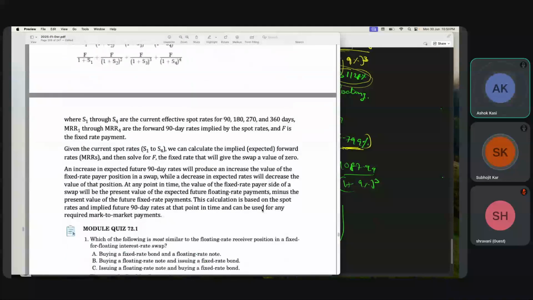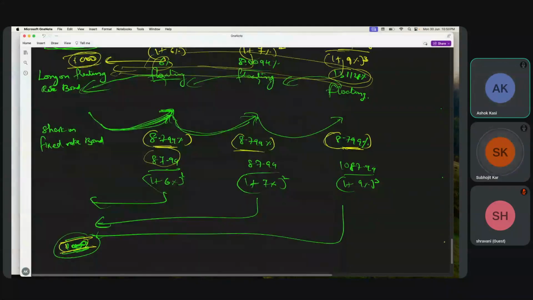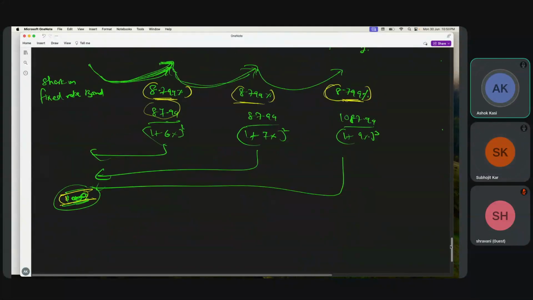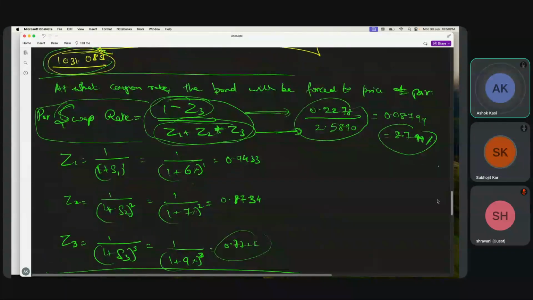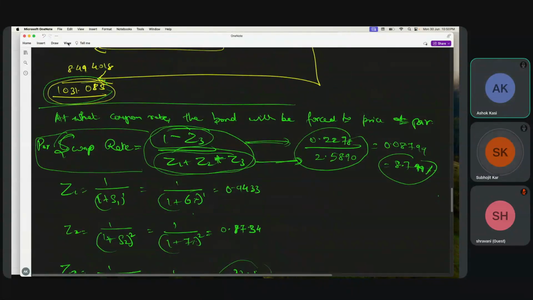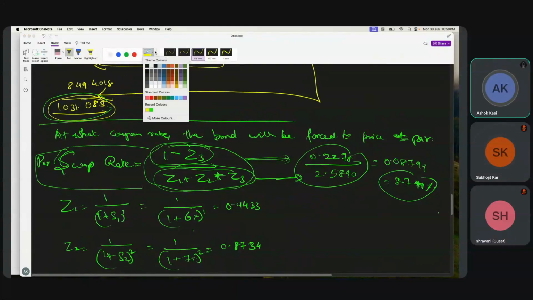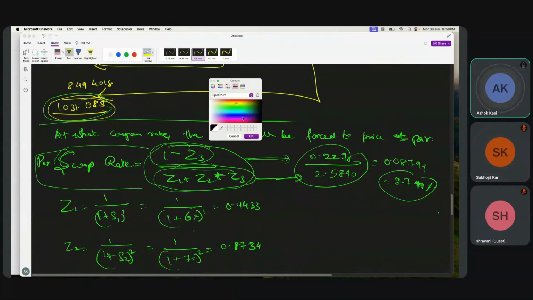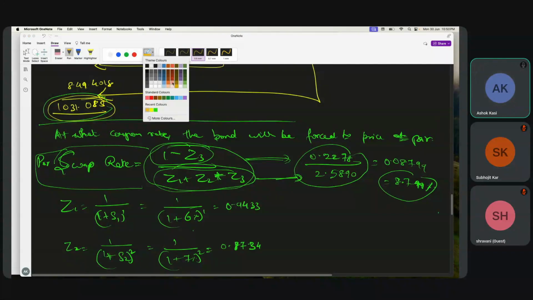I did not tell you the derivation of the formula. Just give me 2 more minutes. I'll tell you the derivation of this formula. Why should you believe in this formula?